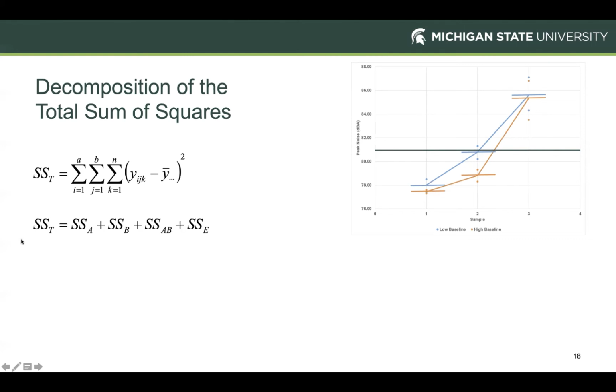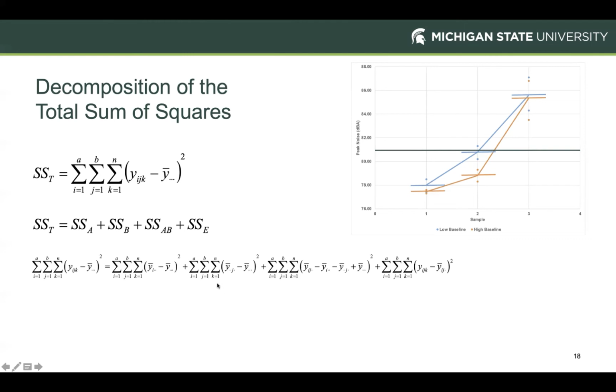Now, we can partition that total sum of squares, instead of into 2 component parts, into 4 different component parts, okay? So we have the sum of squares for factor A, or our baseline noise level. We have our sum of squares for factor B, which is our rumble strip depth. We have the sum of squares that would correspond to any interaction effect. And then lastly, we have our error sum of squares as we would have under all other circumstances, okay?